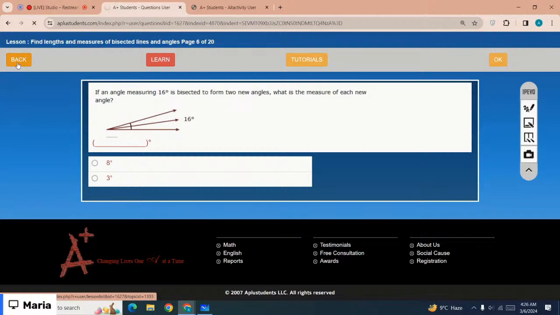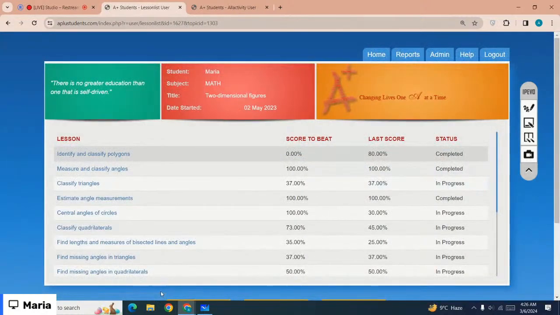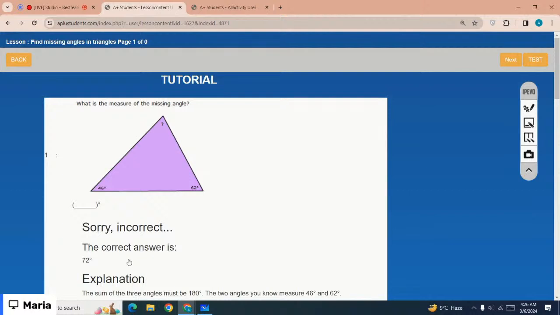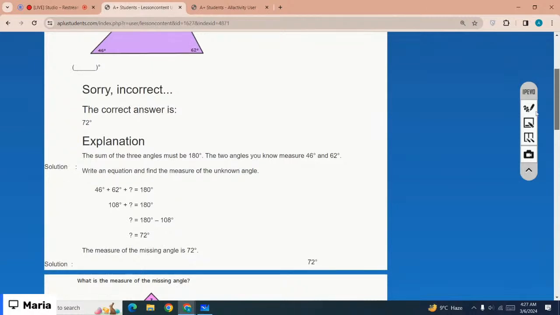Okay, the next lesson is find the missing angles in a triangle. So now we are going to find the missing angles in a triangle. How do we find a missing angle in a triangle? Just look at this given triangle, right? You are given two of the angles, 46 degrees, 62 degrees, and the missing one. The sum of all the angles in a triangle must equal 180 degrees, right? You have three angles in a triangle, so the sum of the three angles is 180 degrees. So that's how you have to find the missing one.